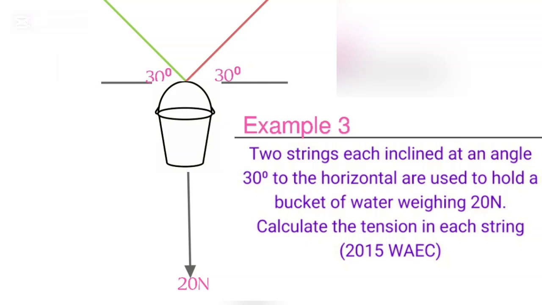We'll draw a bucket of water. This bucket of water, the weight of this bucket of water is acting directly downwards, 20 Newton. We have two strings attached to the handle of the bucket. These two strings form 30 degrees each to the horizontal. Now, to draw this diagram, we need to form our triangle.